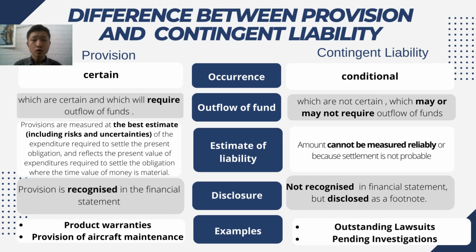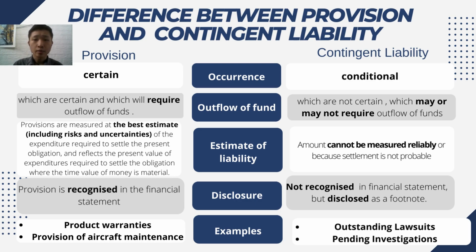Here are the differences between provision and contingent liability. The occurrence of a provision is certain, while the occurrence of a contingent liability is conditional. Provisions are liabilities which are certain and will require an outflow of funds, while contingent liabilities are liabilities which are not certain and may or may not require an outflow of funds.